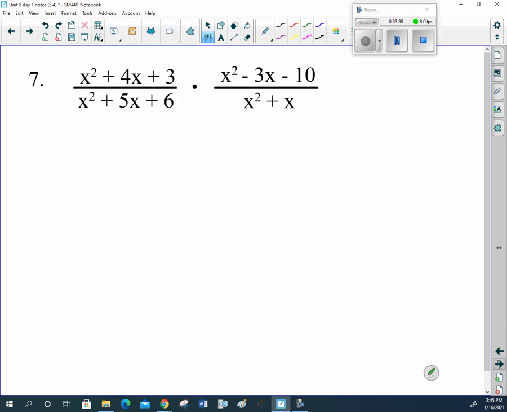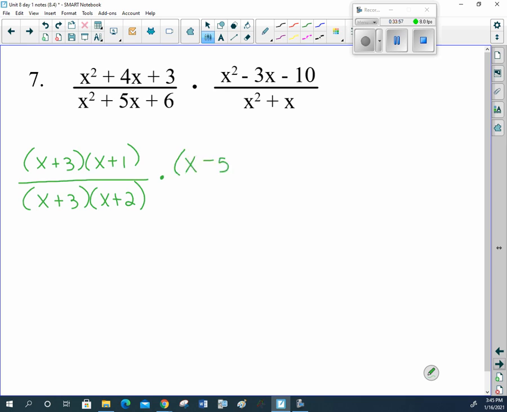Okay, number 7. Same thing. We've got two fractions being multiplied together. Before we can reduce it, we've got to factor it. So factor and reduce. So we're going to say x plus 3, x plus 1 over x plus 3 and x plus 2 times x minus 5 and x plus 2 over x times x plus 1. All right, everything's factored.